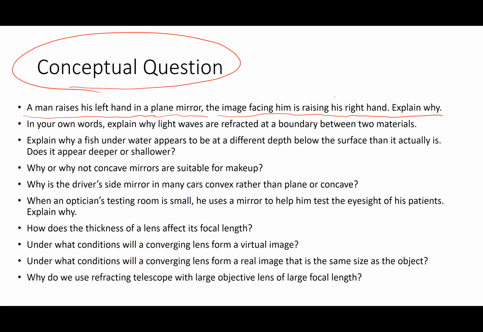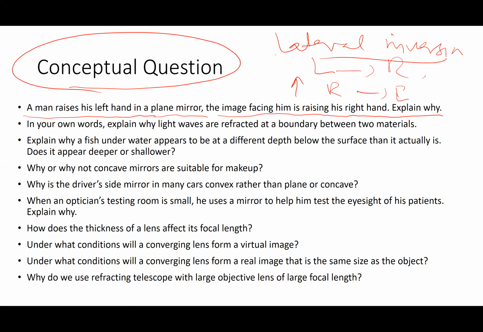Think, and if you cannot answer, I will give you the answer. The left ray will become the right ray, and the right ray will become the left ray after reflection from the mirror. That's why a man raises the left hand in a plane mirror, and the image facing him is raising his right hand. This is lateral inversion.